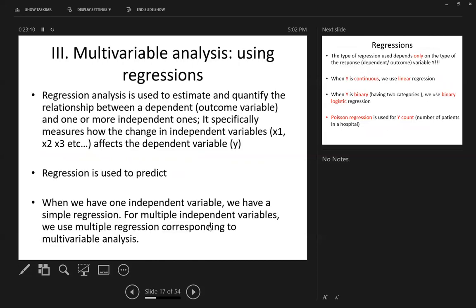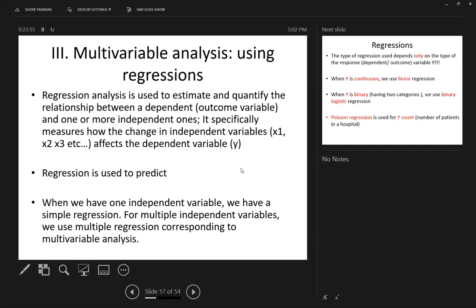Okay, and now we did the univariate, the bivariate, and now we want to look at multivariable analysis, which uses regression. So multivariable analysis means that we have one main outcome variable or dependent variable, and this is regressed on one or more independent variables. So it is used to estimate and quantify the relation of a dependent variable or an outcome and one or more independent variables. We're going to call the independent x1, x2, x3, etc. And the dependent variable is y.